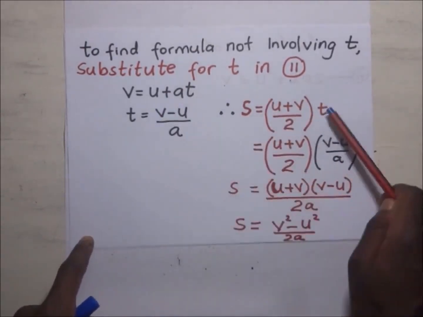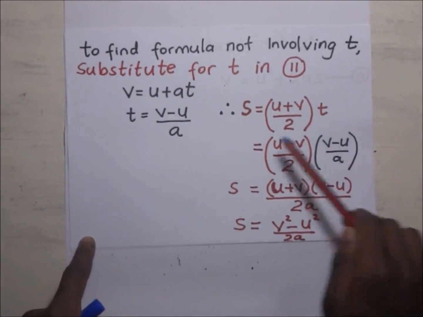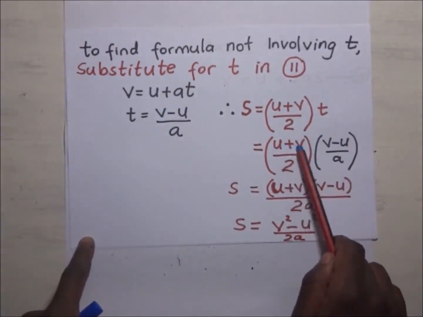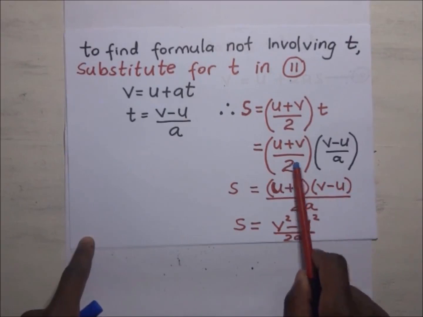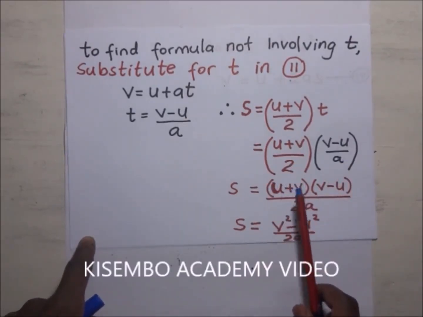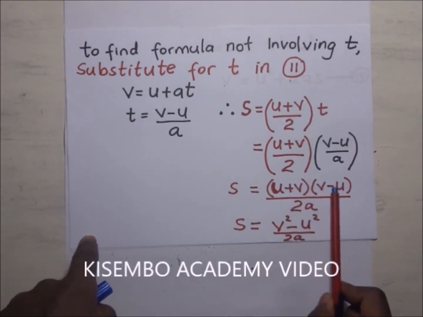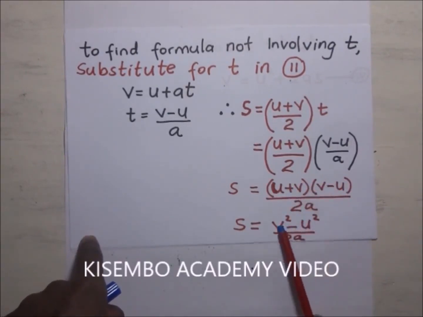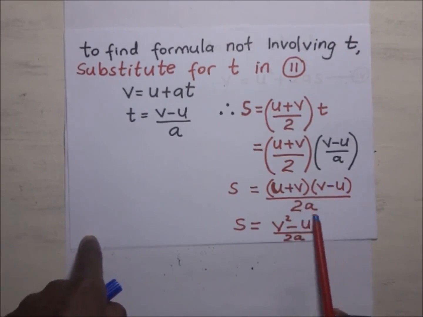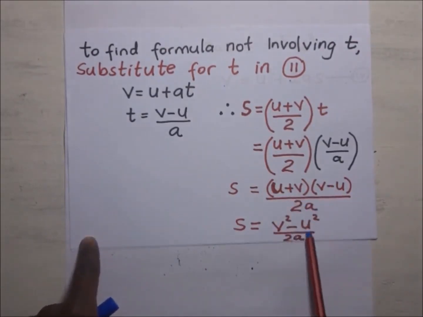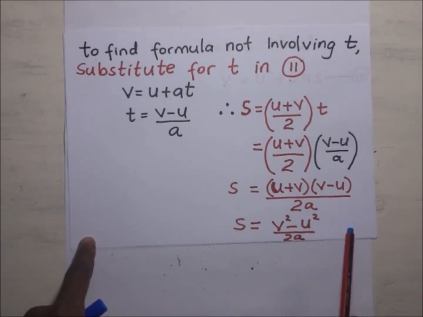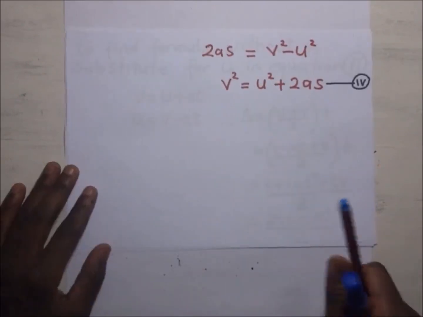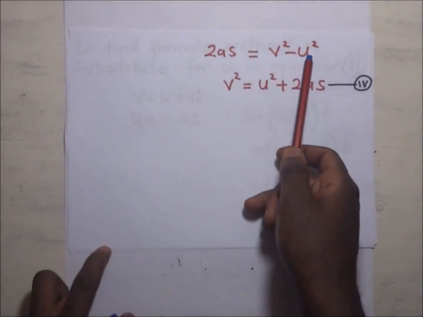When we put this expression here, this value of t has been replaced. So it's going to be v plus u over 2, times v minus u over a. When this is multiplied, it becomes u plus v times v minus u, over 2 times a, which is 2a. From our mathematics, this is a difference of two squares, so this is the same as v squared minus u squared. Divide that by 2a, and that is equal to s. When we make this a flat equation by multiplying by 2a on both sides, we end up with the expression 2as is equal to v squared minus u squared.